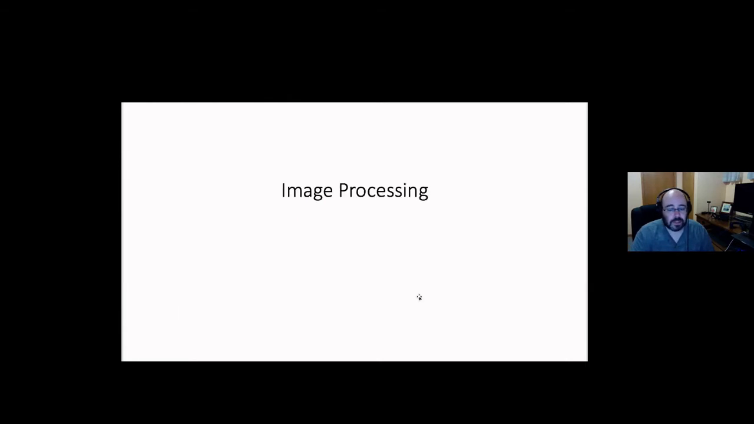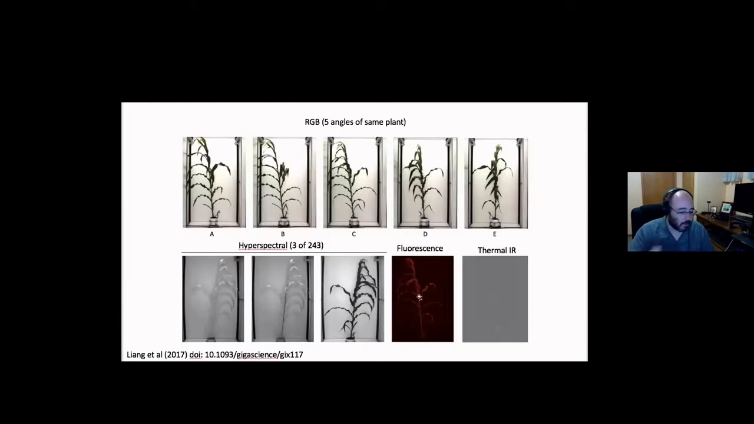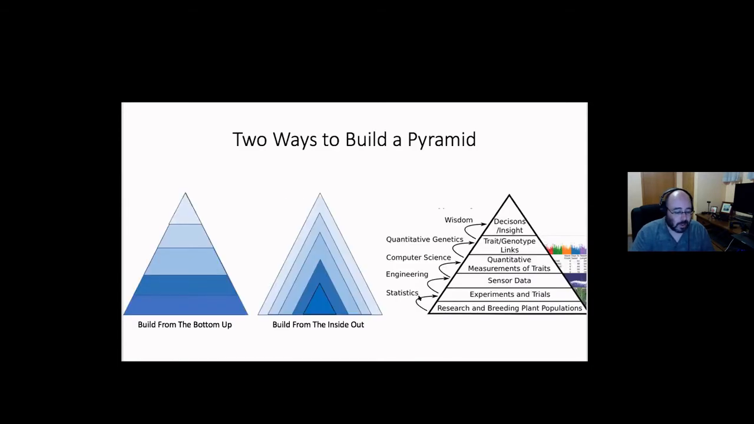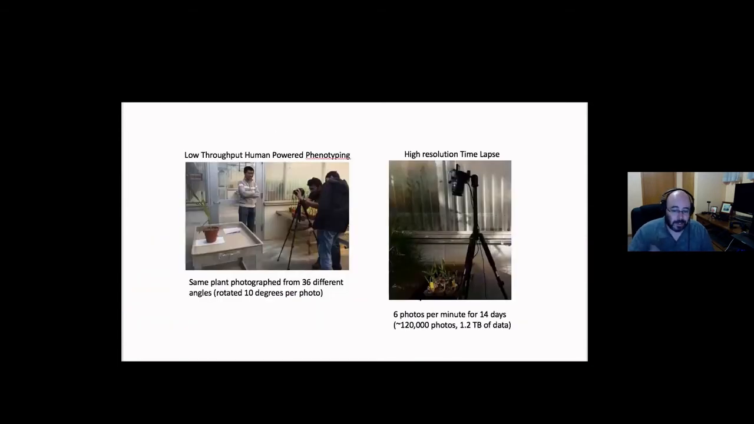And so for this image data that we were capturing from the greenhouse, the facility was being built. We didn't have any data yet, but we knew we wanted to do image processing. And so we developed some low throughput solutions that allowed us to generate the same type of data that we were ultimately going to get from the facility.